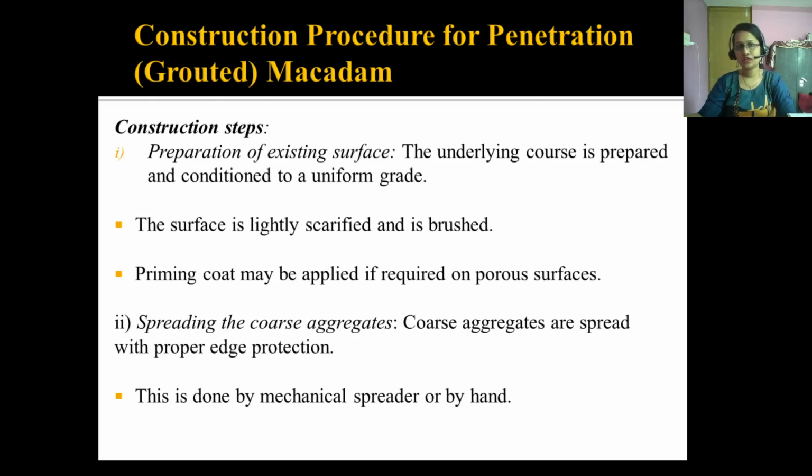Coming to construction steps, first is preparation of the existing surface. The underlying course is prepared and conditioned to a uniform grade. The surface is slightly scarified and brushed. The priming coat may be applied if required on porous surfaces. Next is spreading the coarse aggregates. The coarse aggregates are spread with proper edge protection, either by a mechanical spreader or by hand.